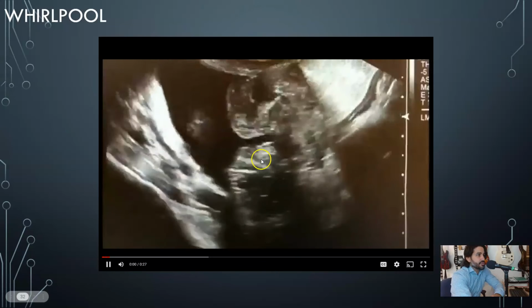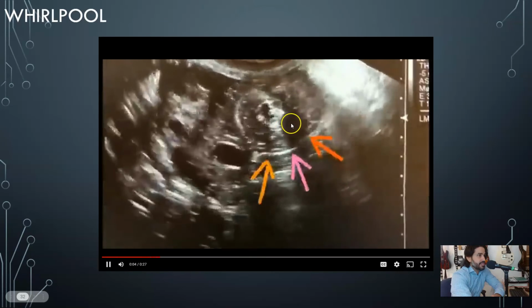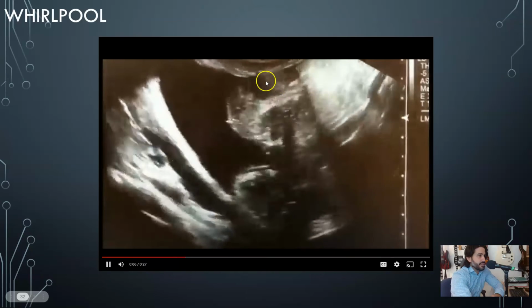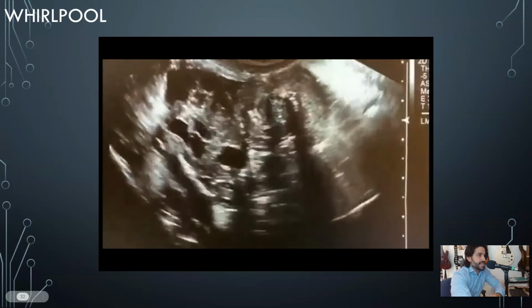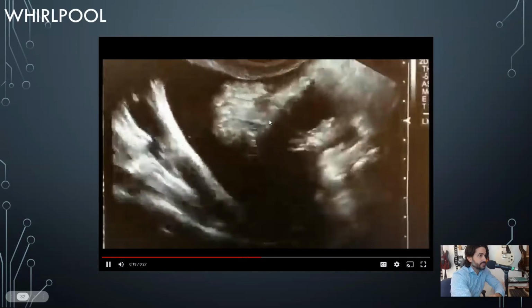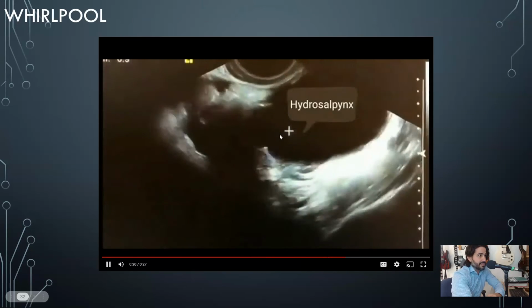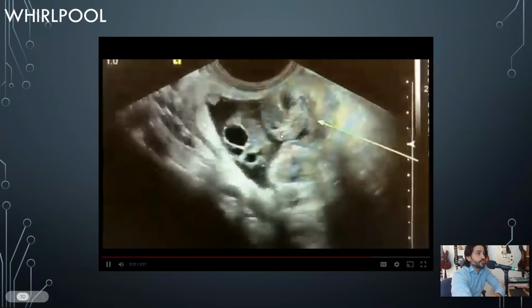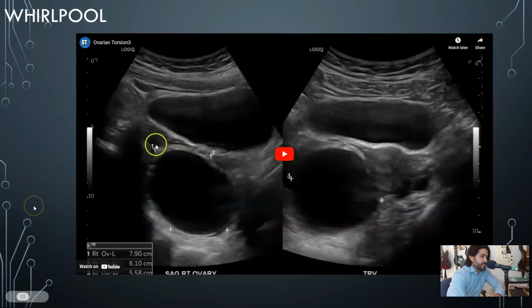But here we have a transvaginal view of some free fluid. That first part was the ovary, and you can see the twisting right there of the adnexa. Now, unfortunately, this clip does not have a color Doppler, but if you did put color Doppler on there, you would have the volvulus, or the whirlpool sign. All right, so that was a case of ovarian torsion with volvulus.